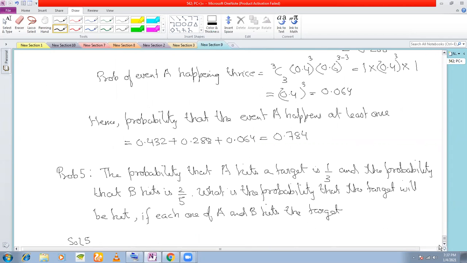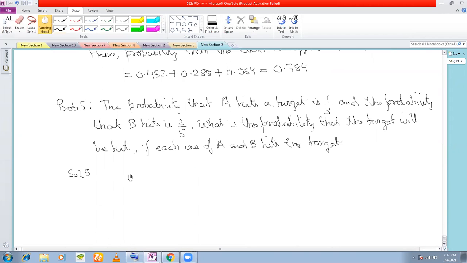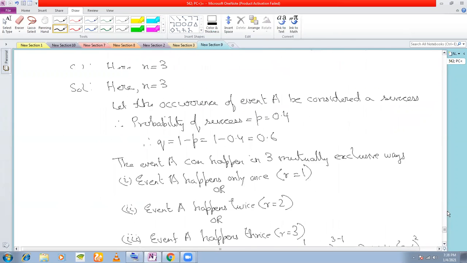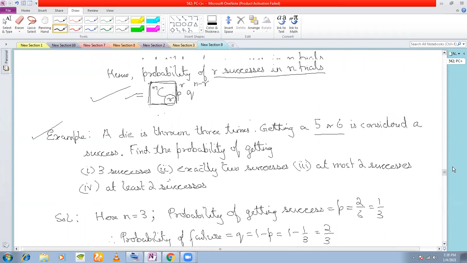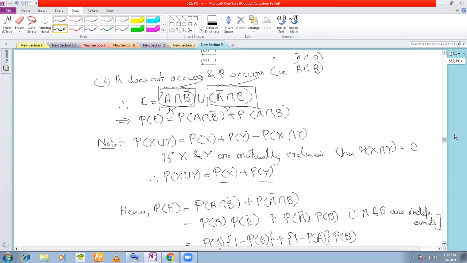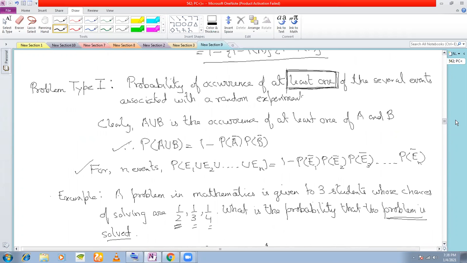See, if A and B are hitting the target, and if the target is hit, then that means either A hit or B hit or both hit, right? That means at least one of A or B hit. And when the word at least comes, problem type 1. Yesterday only I discussed.